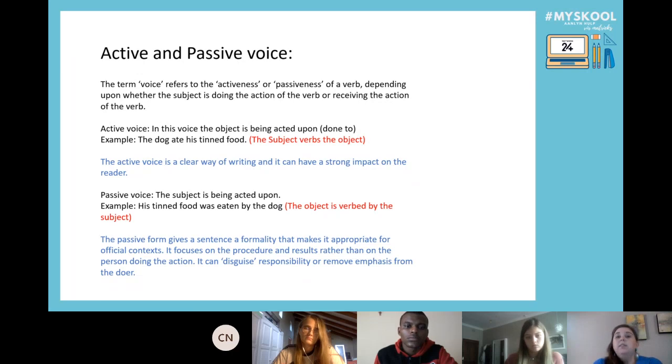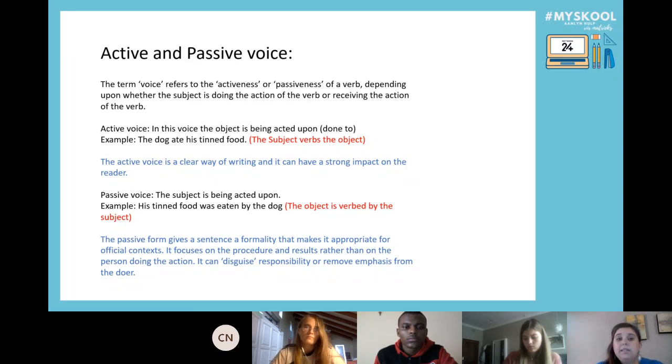Good. So in other words, you can say the subject verbs the object. Now in the passive voice, it's the other way around. You mustn't change the meaning of the sentence. You mustn't say the tail chases the cat, because then it's, first of all, still in the active voice, and second of all, you have completely changed the meaning of the sentence. So in the passive voice, it must be, its tail is chased by the cat.